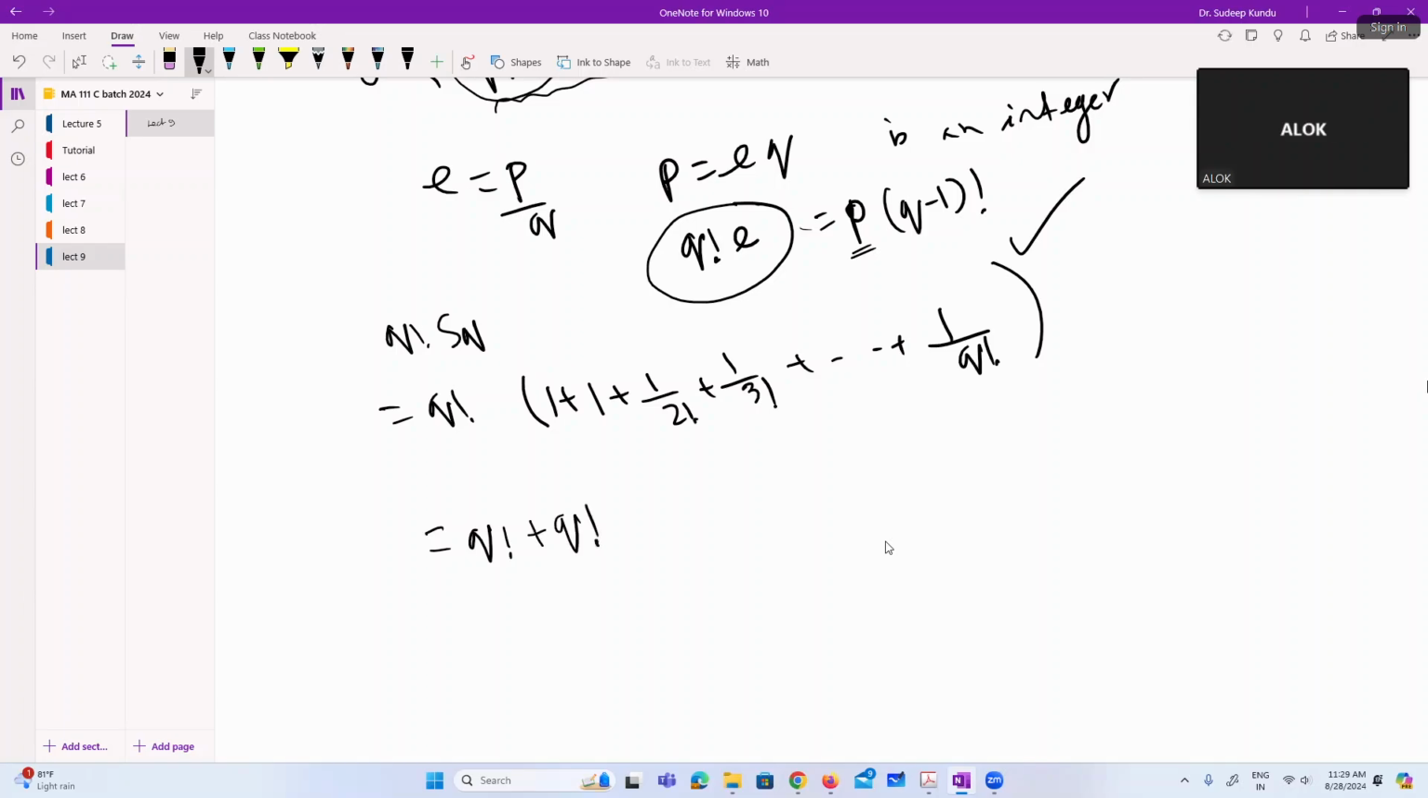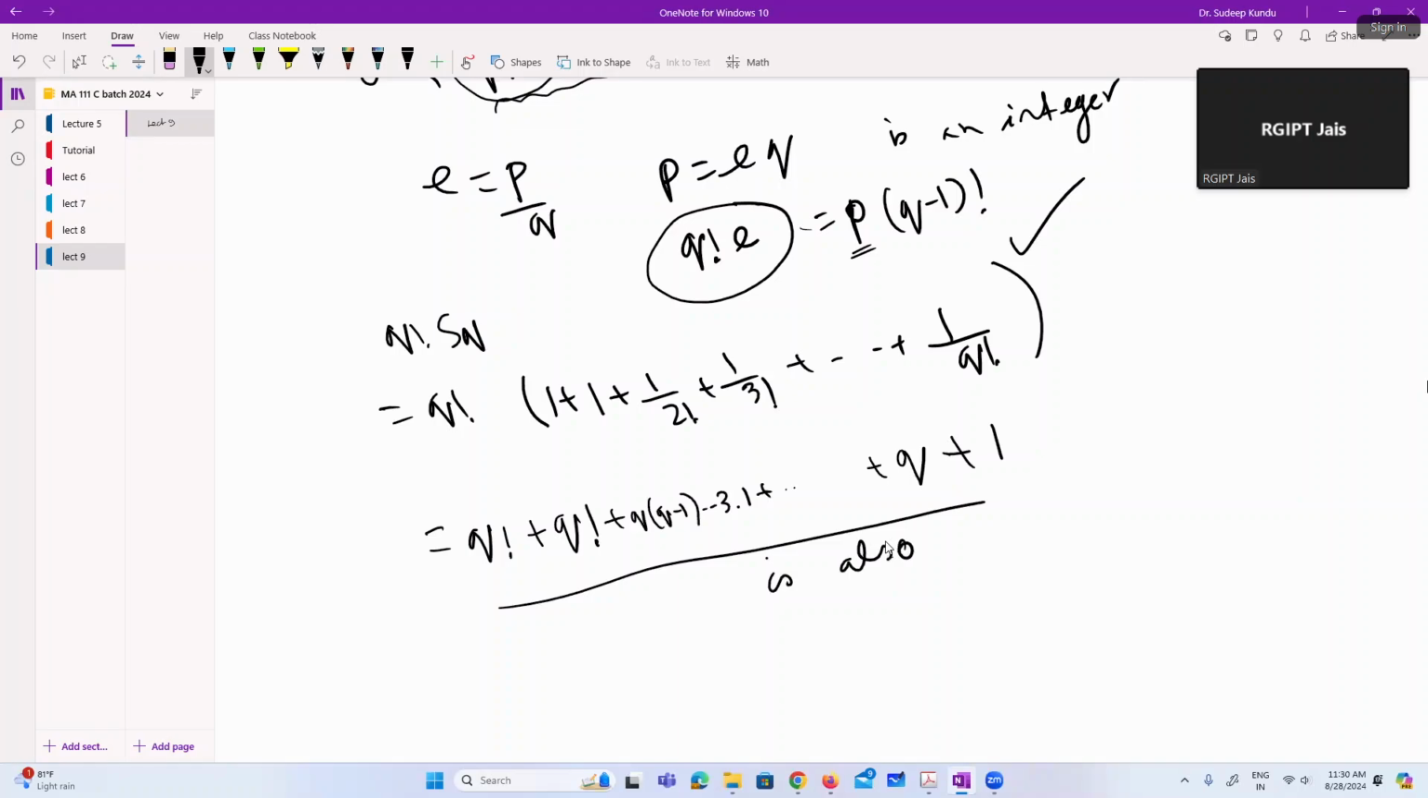In the last term you can see that 1 will be there, right? So the second last will be what? Here it will be 1 by q minus 1 factorial, right? So if you multiply by q factorial, this will be your q. And this one here, q into q minus 1 up to 3, then 1. Yes, sir. So this is an integer.